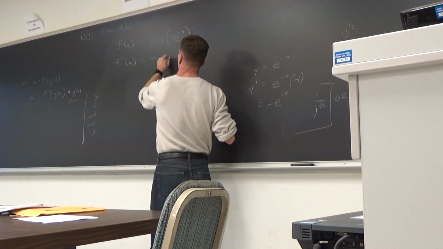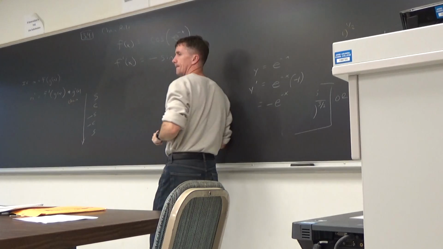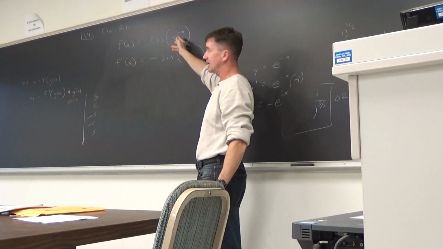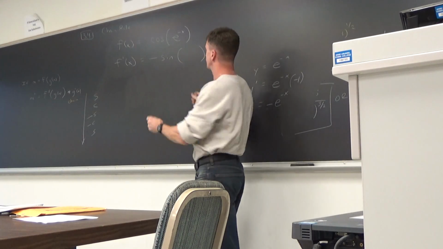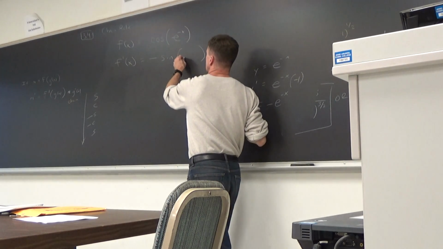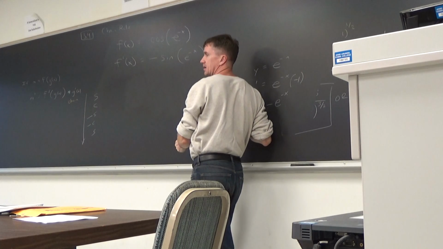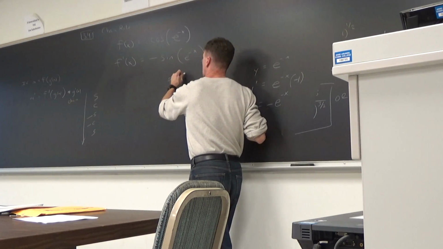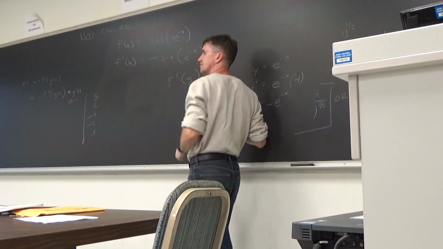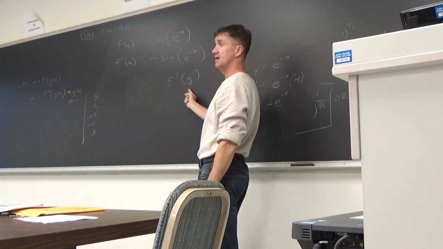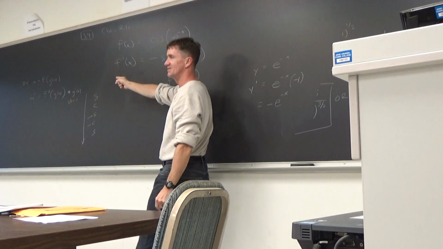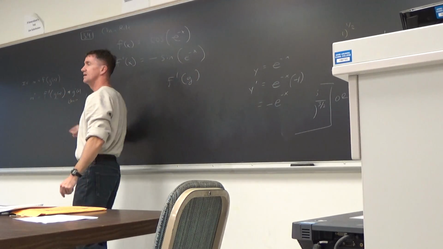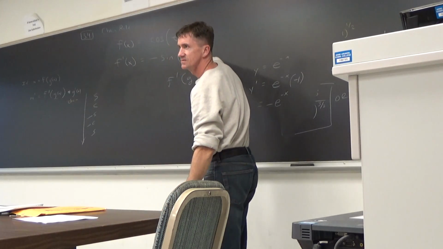Negative sine of, there's my G. I get to put G back in, right? Let me describe what I just did. It's like I just did F prime, put G back in. Chain rule, right? But what else do I have to do? I did all that, now I have to multiply the derivative of this.